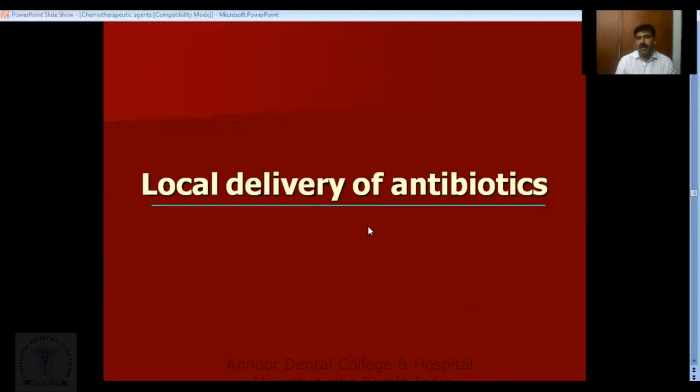Next is local delivery of antibiotics. First we discussed systemic antibiotic therapy, the different types of antibiotics that can be given orally, systemically, or even as injections. Then we discussed serial and combination antibiotic therapy. Third, we discussed host modulation therapy. Now we are going to discuss local drug delivery. When you talk about local delivery, it can be either local delivery of antibiotics or local delivery of antimicrobials. Okay. So first we'll discuss local delivery of antibiotics.